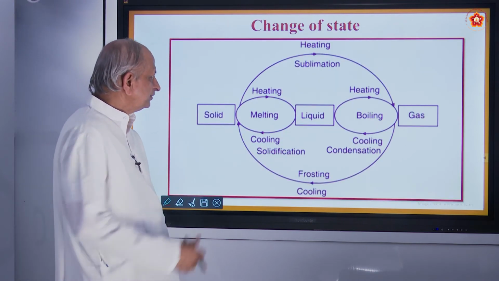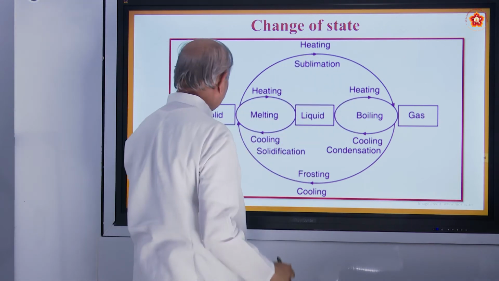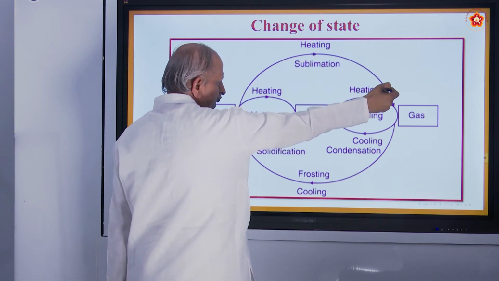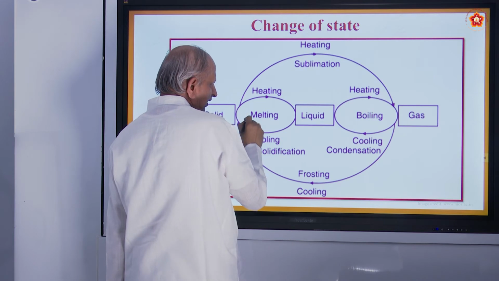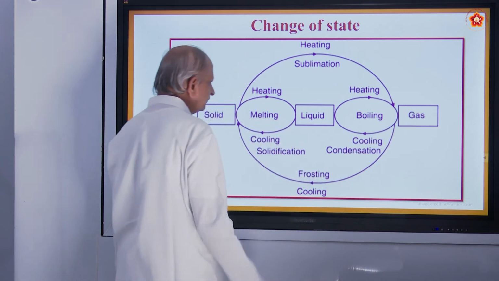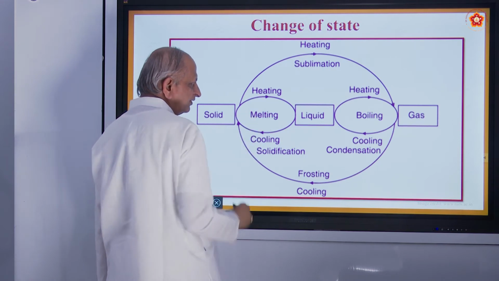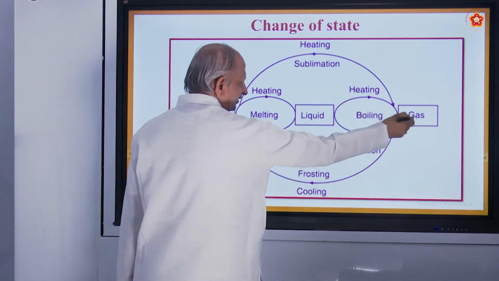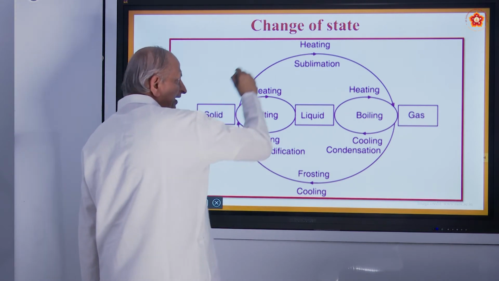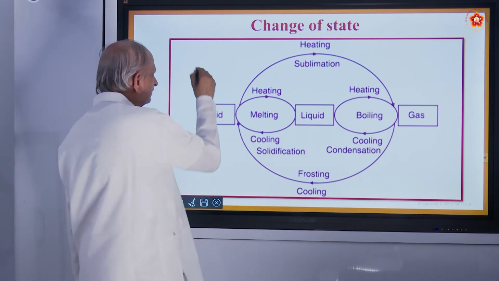Here this is one diagram which shows that when a solid is heated, it melts into liquid. It starts boiling, it converts into gas. So for a solid to melt, heating is necessary. For a liquid to become gas, heating is necessary. And sometimes a solid can be directly converted into gas. That is called sublimation.